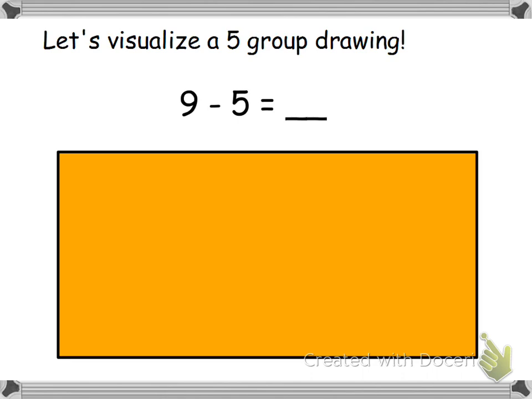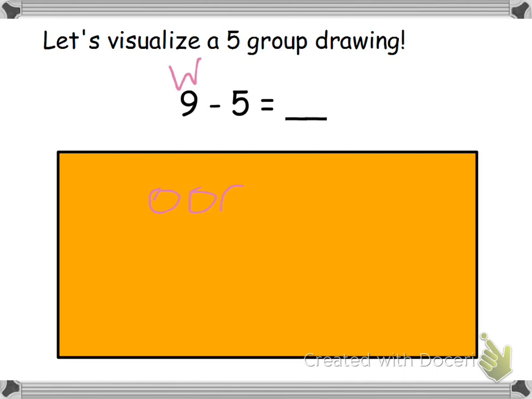Now, we know in a subtraction problem that the whole is always in front of the minus sign, right? So, looking at this, we know our whole is first. Our whole is 9. So we're going to draw a 5-group drawing to help us figure this out. So we're going to draw that whole first, which is 9.